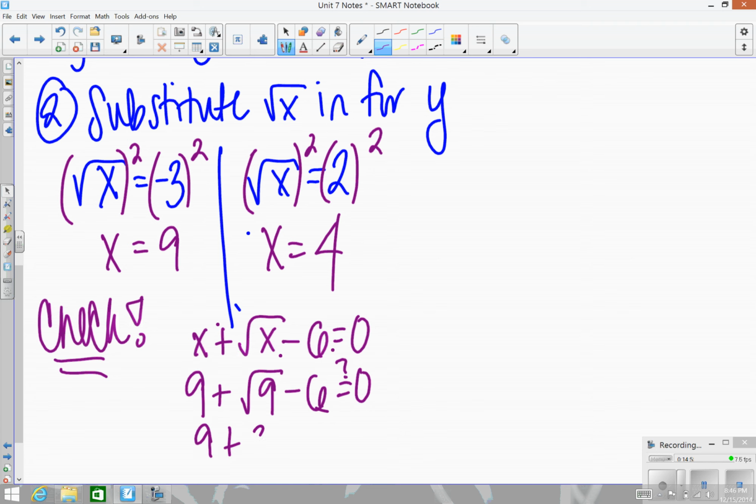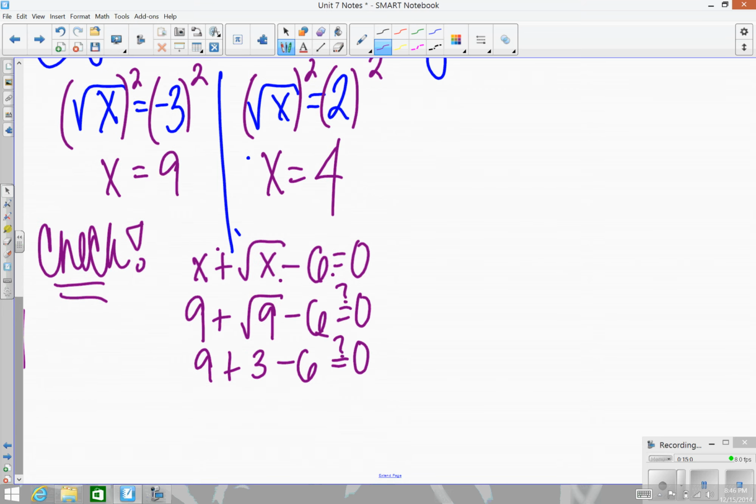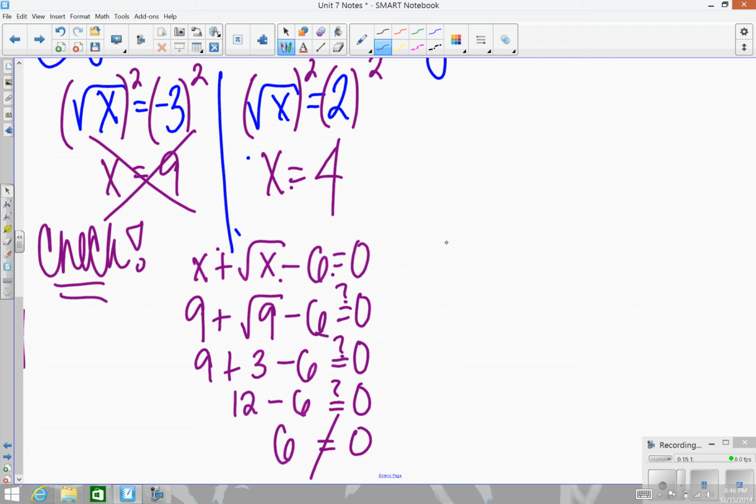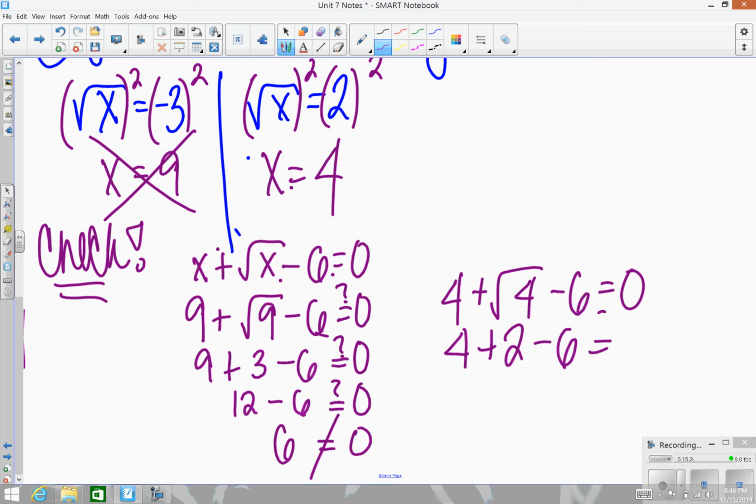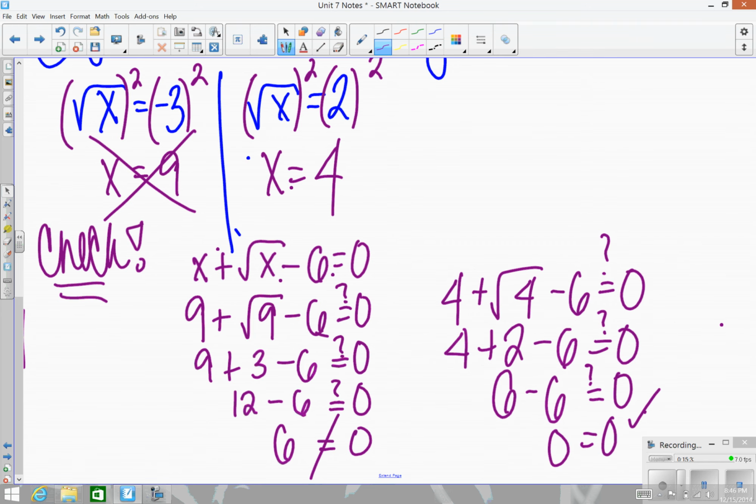So we get 9 plus 3 minus 6. I want to see if that equals 0. So 9 plus 3 gives me 12 minus 6. I get 12 minus 6 equals 6. Does not equal 0. So this solution actually doesn't check. So let's try the other one. So if I plug in 4 into my equation, let's see if that works. So we have 4 plus 2 minus 6, and I want to see if this equals 0. So we get 6 minus 6, which is 0. So my only solution here is going to be x equals 4.